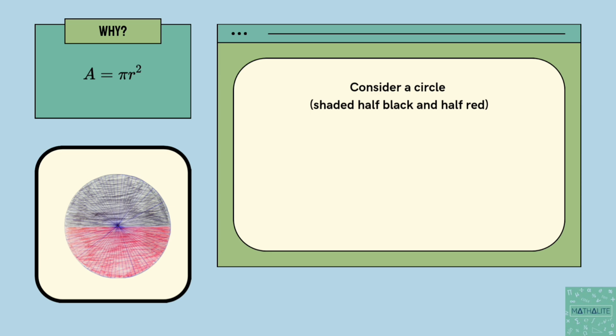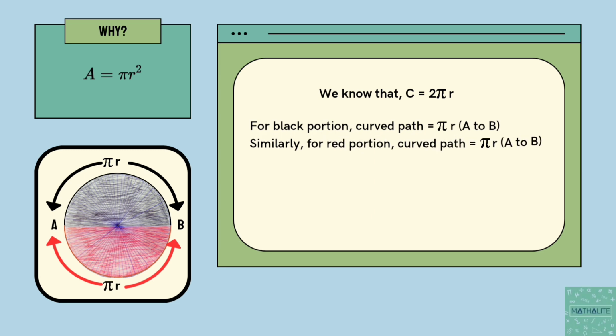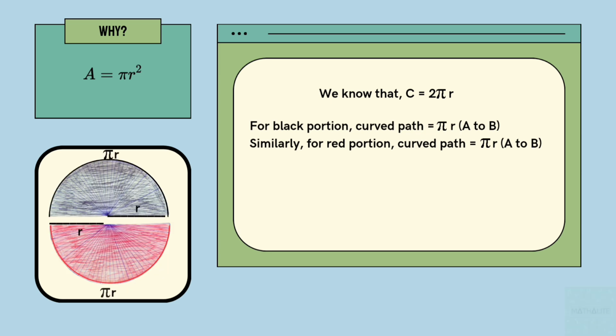We know that the circumference of the circle will be 2 pi r. So the length of the border from A to B of the black portion will be half of 2 pi r, which is pi r. Likewise, the length of the border of the red portion from A to B will be pi r. Let's cut the circle into two equal parts. Each semicircle will have radius r and curved path pi r.